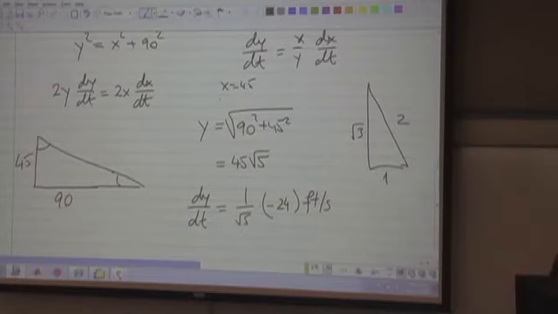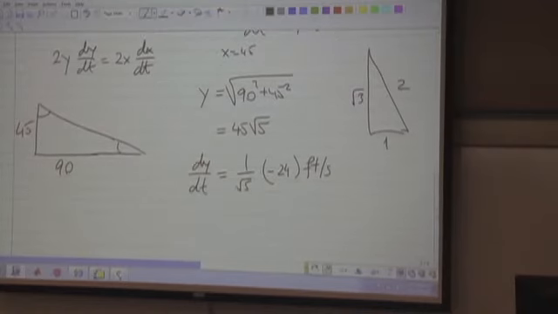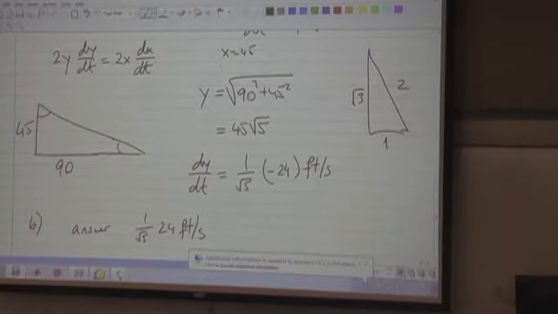Part B says, at what rate is his distance from third base increasing at the same moment? So what if I would say that for part B, the answer is 1 over the square root of 5 times 24 feet per second. Does this make any sense? It's exactly the same distances. Everything works exactly the same way. The only difference is it's increasing, so it's going to be positive.